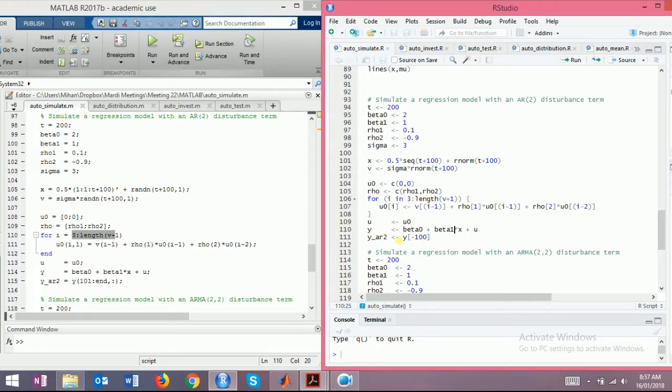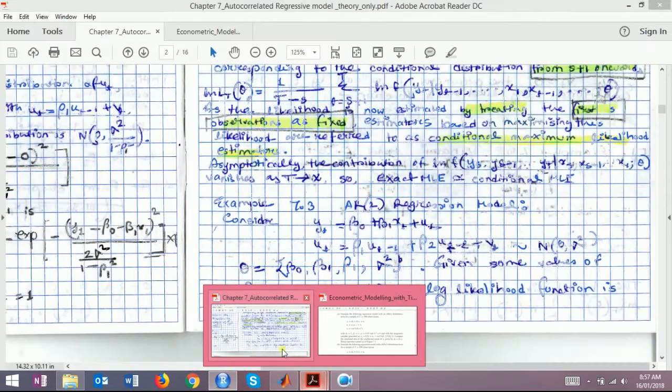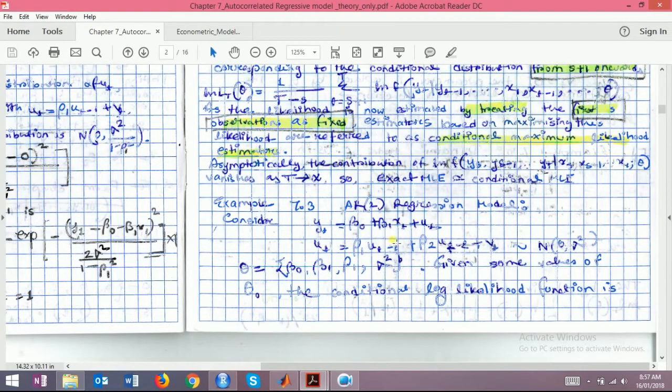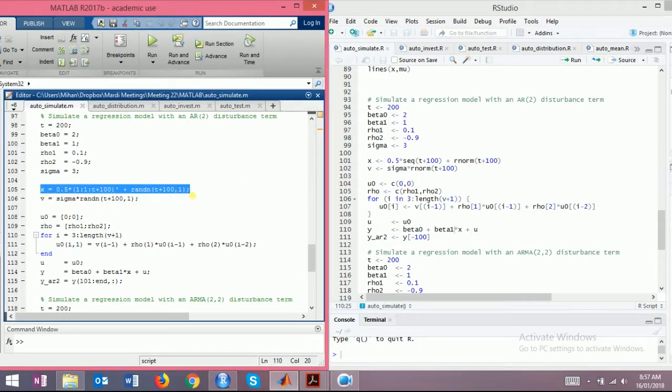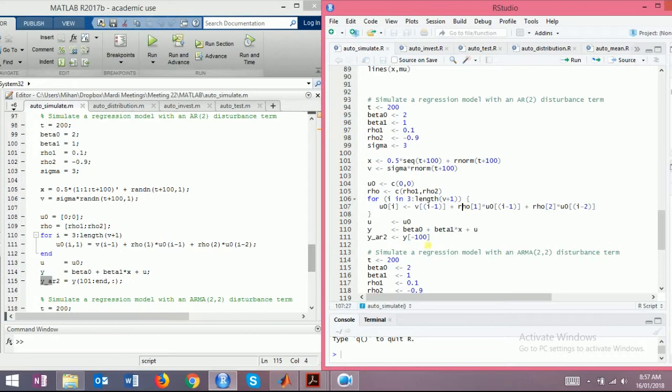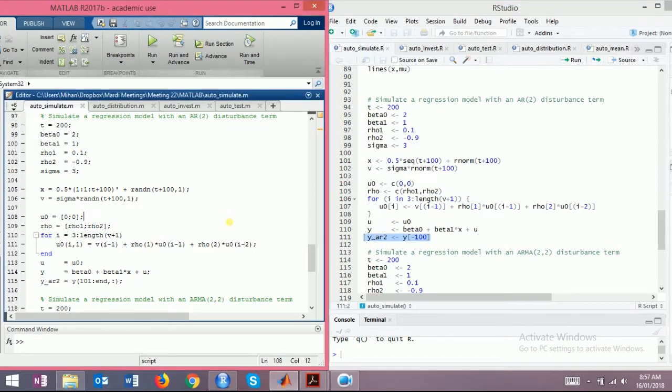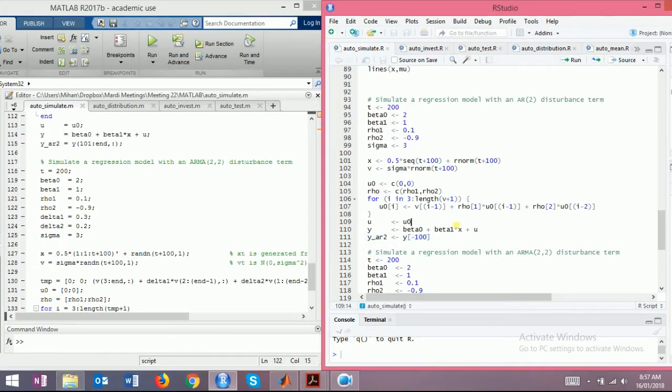Y will use this beta 0 plus beta 1 x plus u, very simple: beta 0 plus beta 1 x plus u. And fine, I think x we have generated earlier randomly, and you have y created. Then you take a fix for the startup problem. Very simple. Then simulate a regression model with ARMA 2.